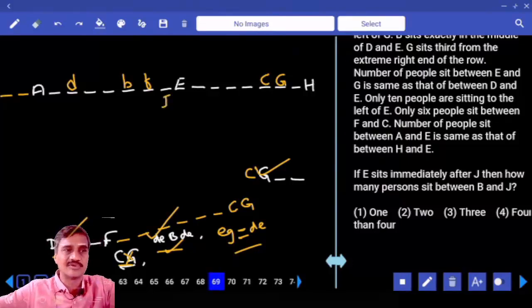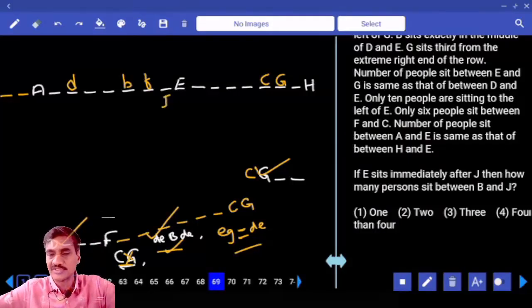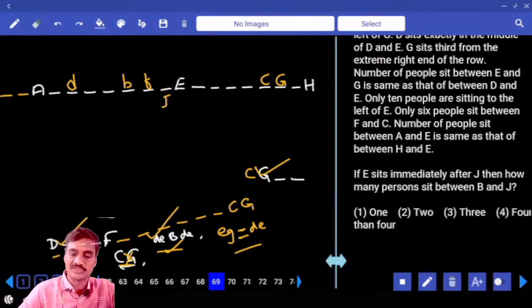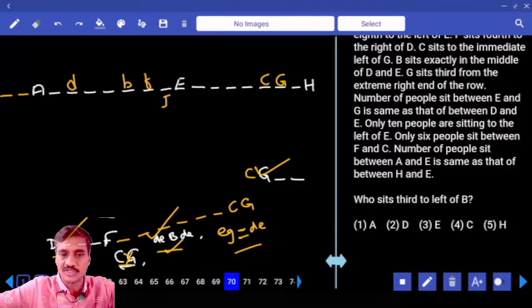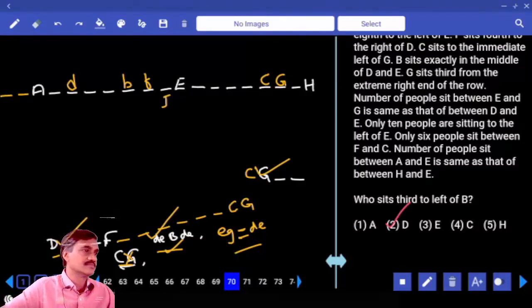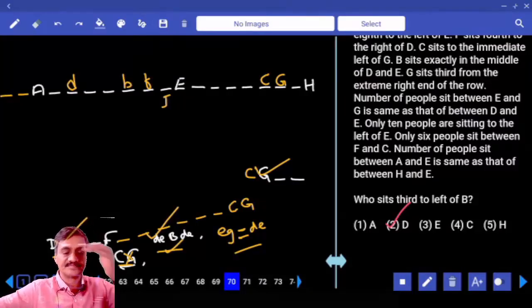Then 69, if E sits exactly after J, E is exactly after J means where should this J be? J must be exactly in between F and E. Then how many persons are in between B and J? B ki J ki ఎంతమంది ఉన్నారు చెప్పండి? Exactly 1, choice 1. 69. And who sits third to the left of B? Third to the left of B is D. D, that is choice 2, question number 70. Done with this? Now write down this arrangement here.